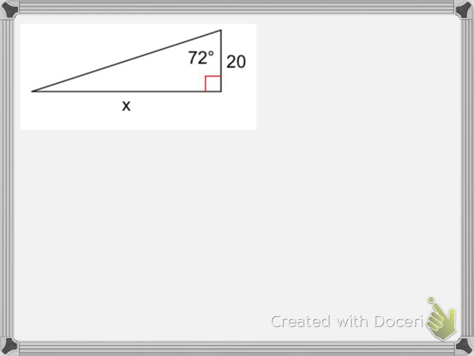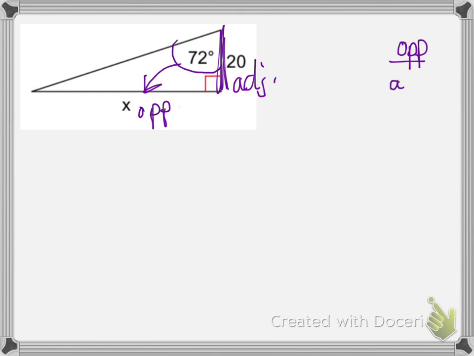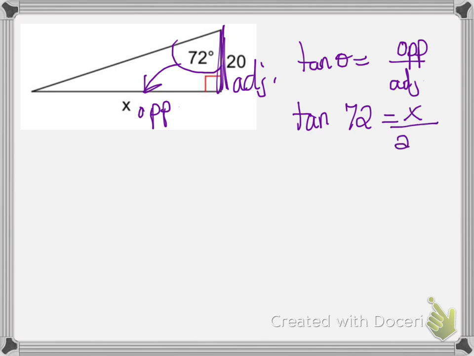Now let's look at this last example. In reference to this angle, I have my opposite. And this side is right next to the angle, so that's adjacent. So opposite over adjacent is tangent of theta. So now plug in my values. Tangent of 72 degrees equals x over 20.